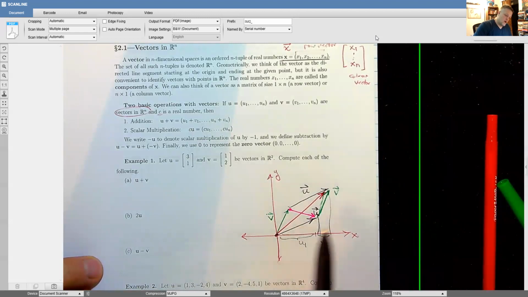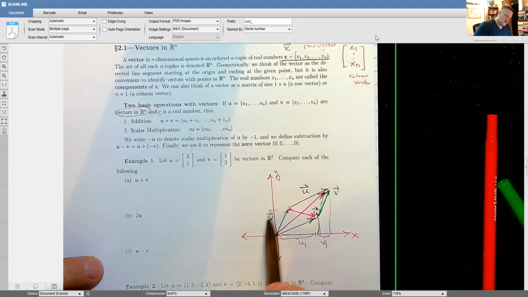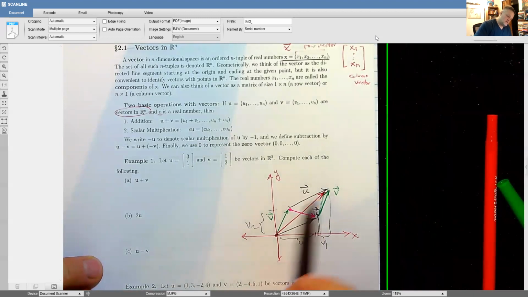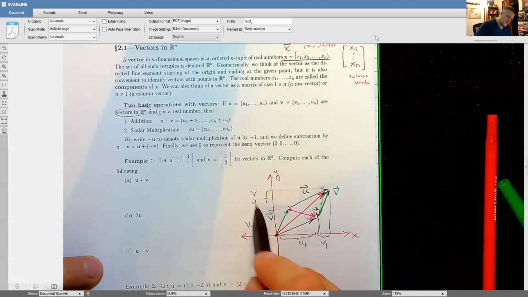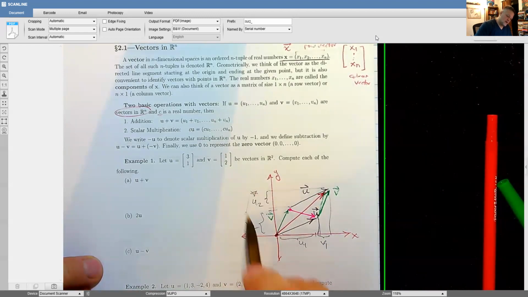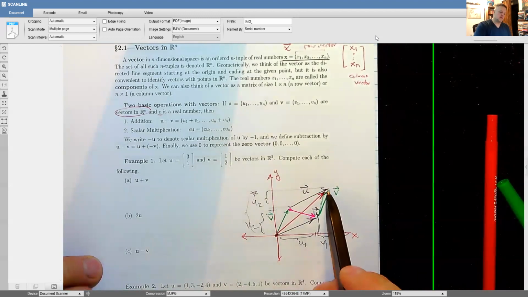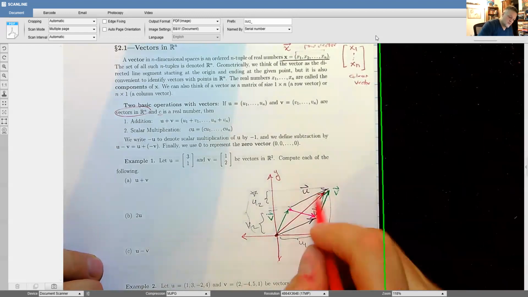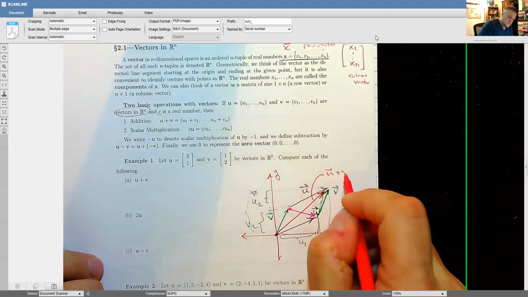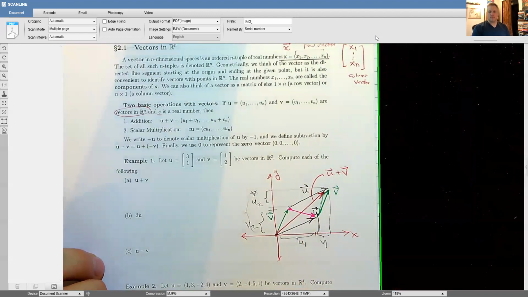And then same in the y, I've gone this far in terms of the v vector, and this far in terms of the u vector. And so this whole thing here should be the y coordinate of the sum vector, right? So geometrically, that would suggest that the red vector there should be geometrically u plus v.